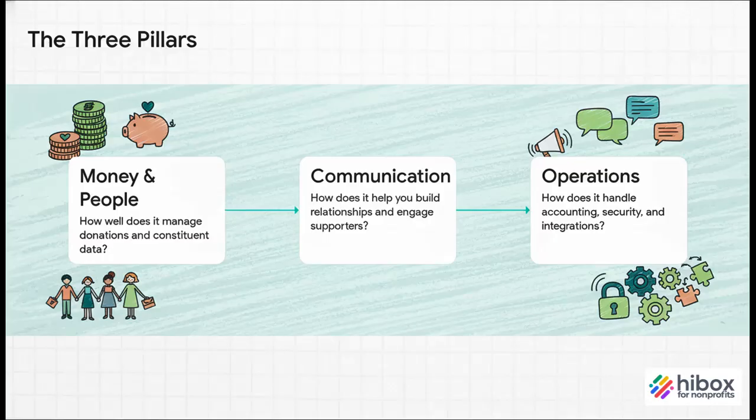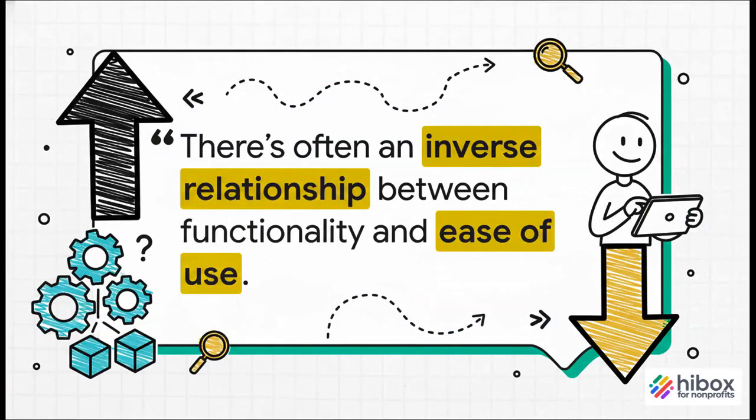Pillar 1, how well does it track your money and your people? That's the core, right? Pillar 2, how does it help you talk to those people and build real relationships? And pillar 3, how does it handle all the behind-the-scenes stuff? Accounting, security, tech support. See, pretty much every feature a salesperson will throw at you fits into one of these 3 buckets. And while you're looking at all these features, please keep this quote in mind. It is so true. There's often an inverse relationship between how many features a system has and how easy it is to actually use.